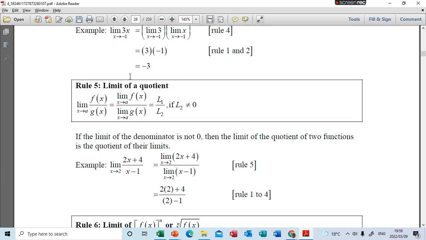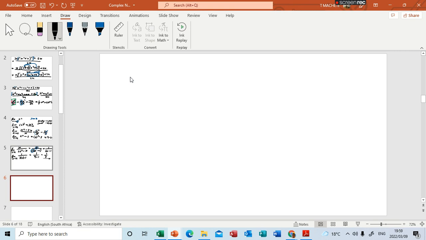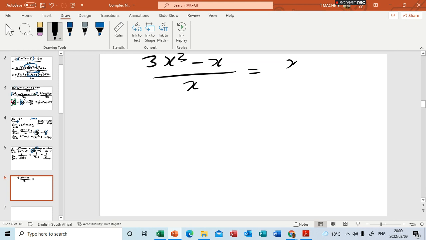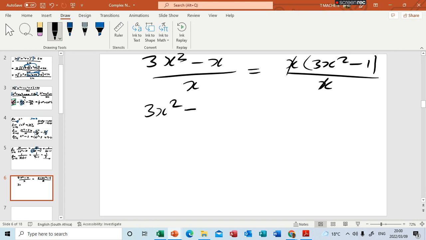Sure. So why can't we factor out x when we say x cubed minus 3x over x? You can do that. It's still the same. I can prove that to you. If you've got 3x cubed minus x over x, you can say x into 3x squared minus 1. You can do this. It's the same. Then you're going to say 3x squared minus 1.